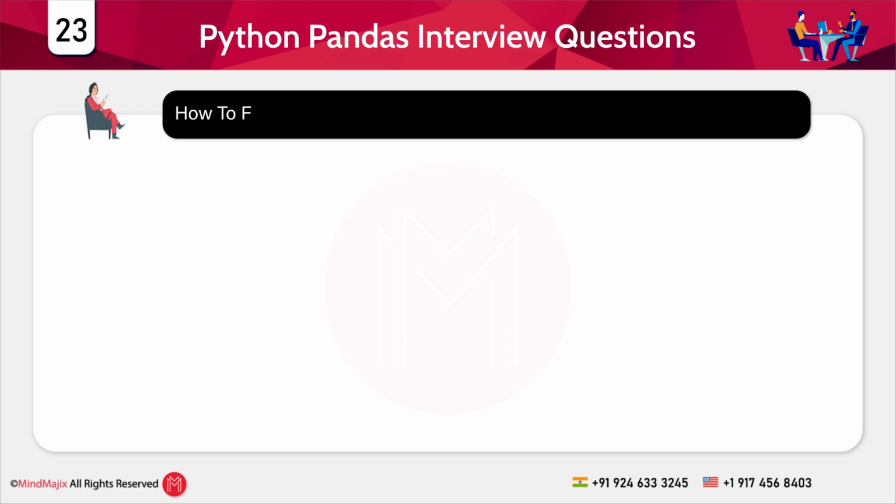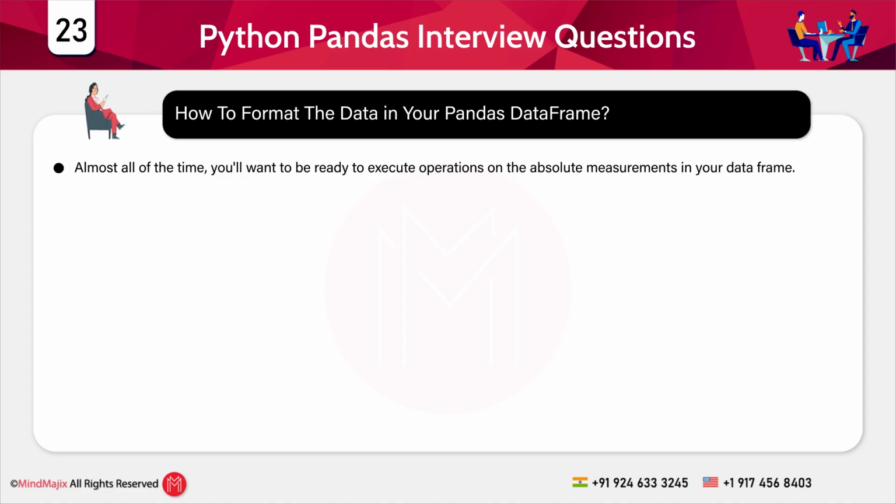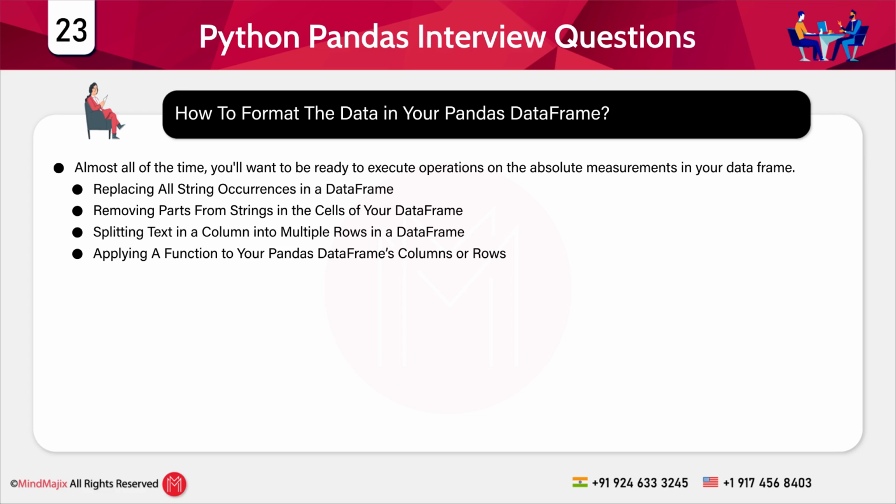The next question is how to format the data in your Pandas data frame. Almost all of the time, you'll want to be ready to execute operations on the absolute measurements in your data frames. And there are a few techniques that you can follow to format the data in your data frame, such as replacing all the string occurrences in a data frame. For this, you can use the replace method. Then you can remove parts from strings in the cells of your data frame. Removing unnecessary strings is a time-consuming task. Fortunately, you have a solution for that in Pandas.